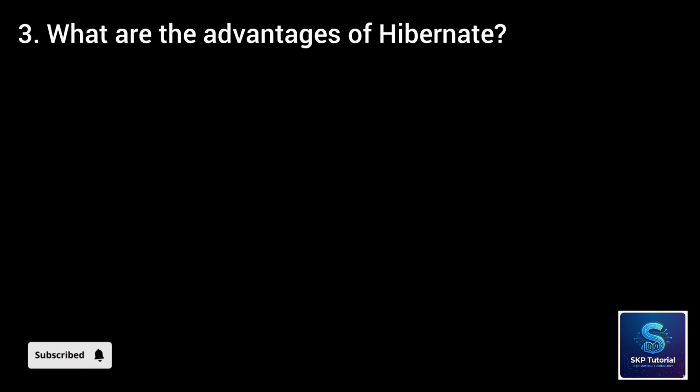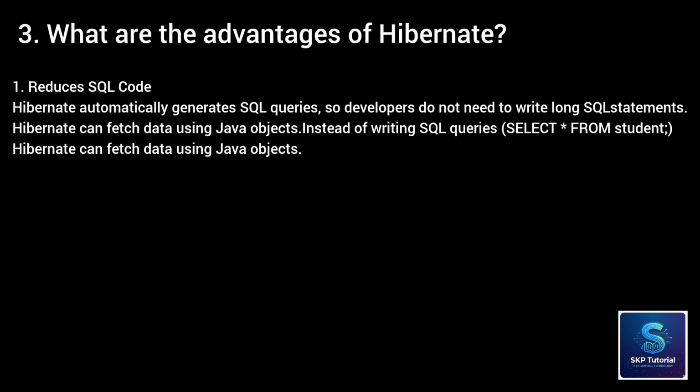Question 3. What are the advantages of Hibernate? This question is asked in almost every Hibernate interview. Let's start. Hibernate ORM provides many advantages that make database operations easier in Java applications. First, reduces SQL code. Hibernate automatically generates SQL queries, so developers do not need to write long SQL statements. Example: instead of writing select asterisk from student, Hibernate can fetch data using Java objects.